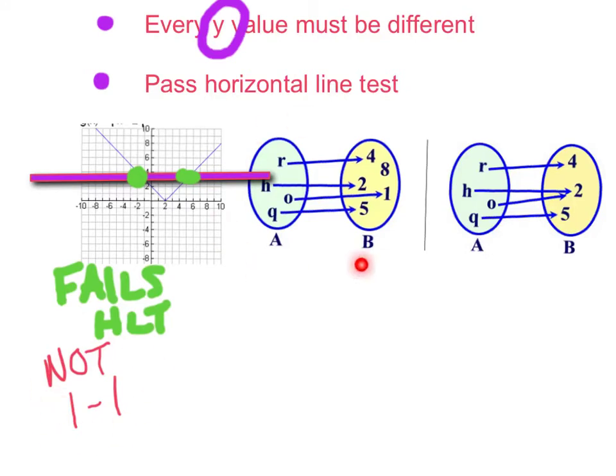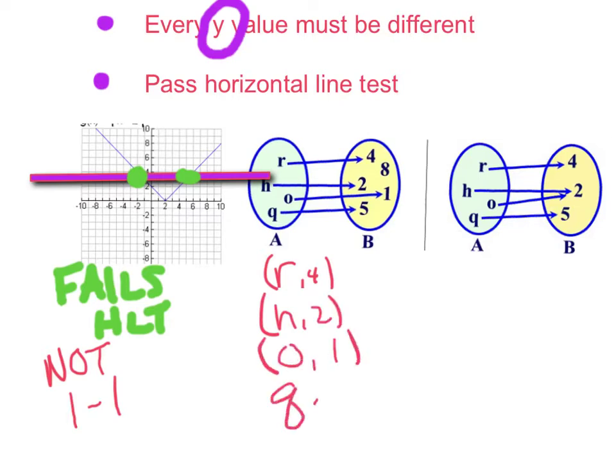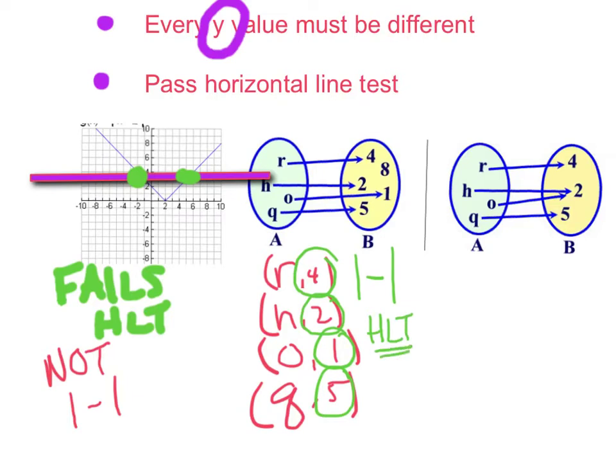Let's try this mapping over here. Okay, again, if it helps, write them out. R goes to 4, H goes to 2, O goes to 1, and Q goes to 5. All right, is this a one-to-one function? One-to-one, remember, I'm looking at the y values. Is every y value different? I would definitely say yes, so I am going to make a note. This is a one-to-one function. Again, if you were to plot them, you are looking for it to pass the horizontal line test graphically.